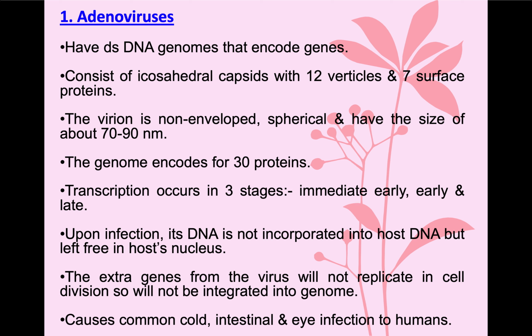So in terms of adenoviruses, its genome encodes about 30 proteins, and the transcription of the genome occurs in 3 stages: immediate, early, or late. Once infection has taken place, the DNA is not incorporated into the host DNA but left free in the host nucleus. So this is the advantage of adenovirus. The extra genes from the virus will not be replicated in the cell, so it will not be integrated into the genome. In nature, if anyone is infected by adenoviruses, it could cause the common cold or sometimes intestinal and eye infection.